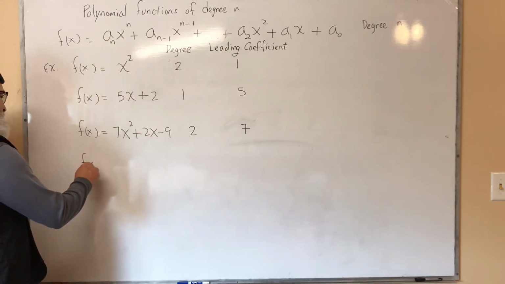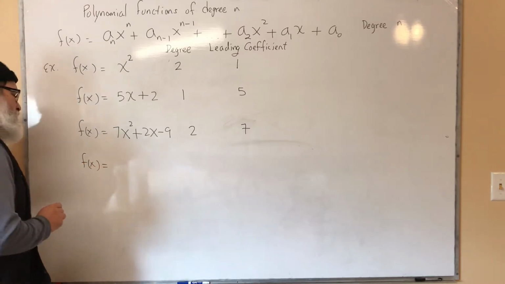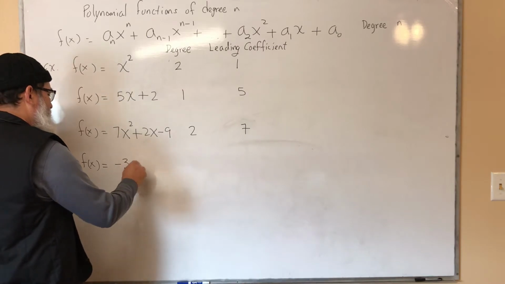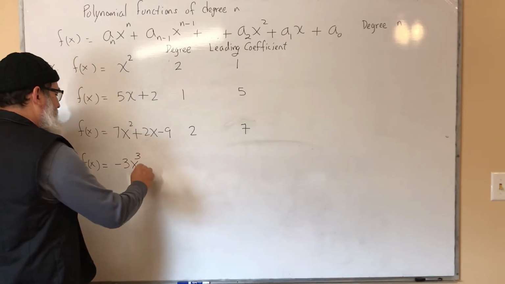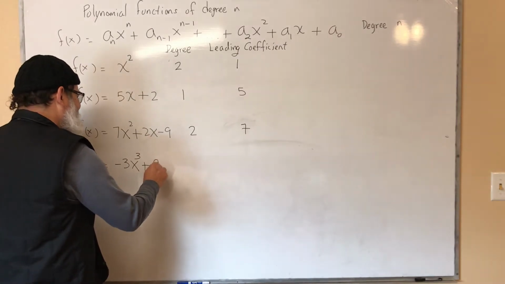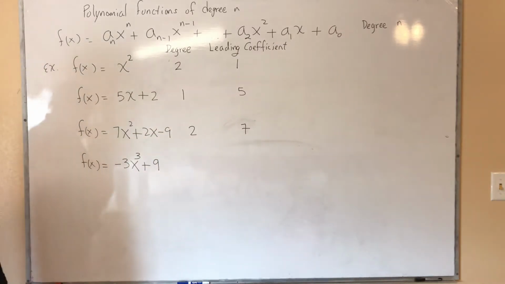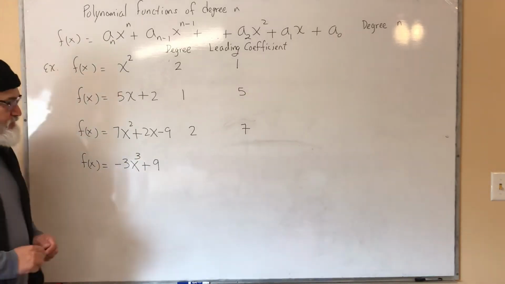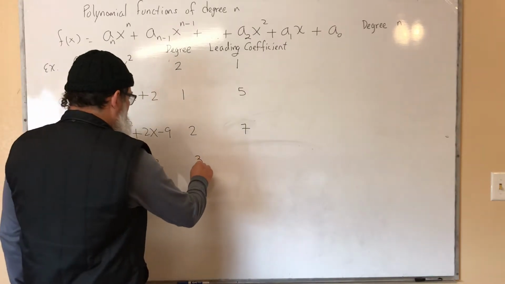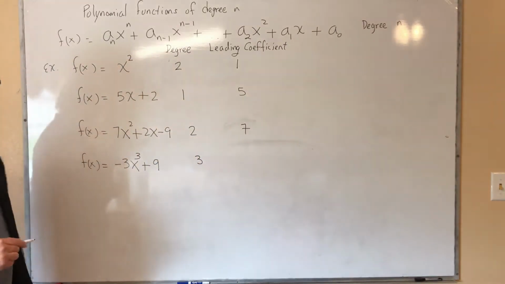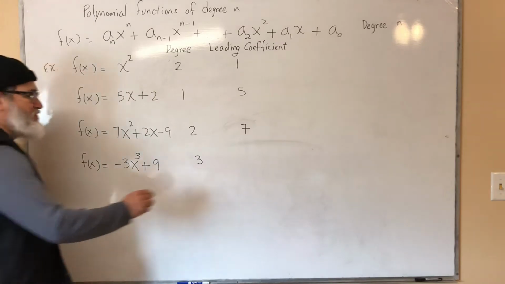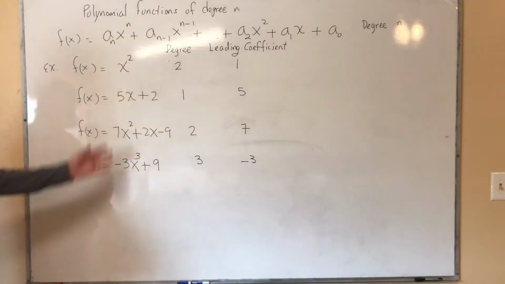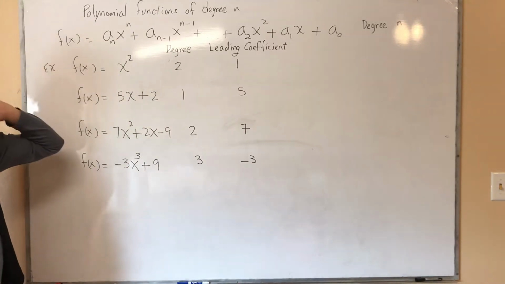One more. f of x equals negative 3x cubed plus 9. This is a polynomial function of degree 3. Degree is 3. And what's the leading coefficient? Negative 3. So these are polynomial functions.